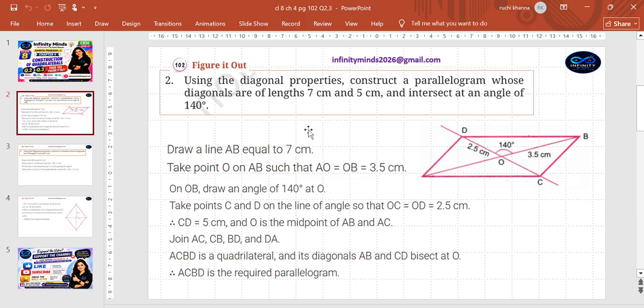rhombus. Question number 2. Using the diagonal properties, construct a parallelogram whose diagonals are of length 7 and 5 centimeters and they are meeting at an angle of 140 degrees.